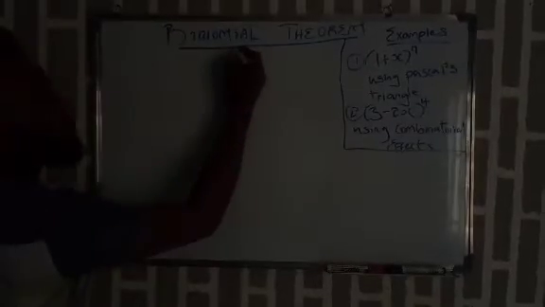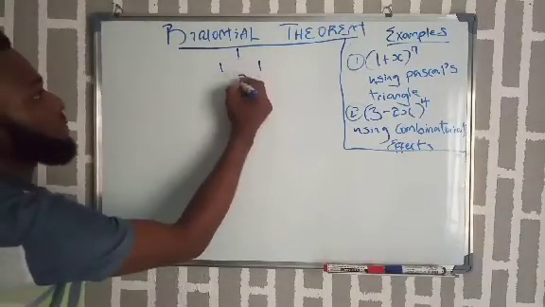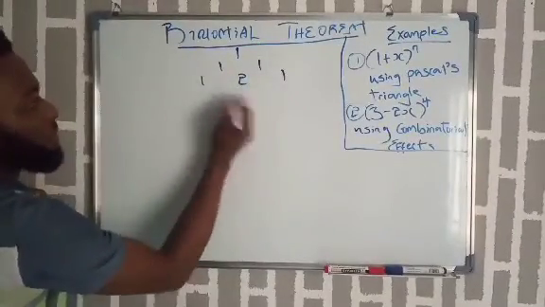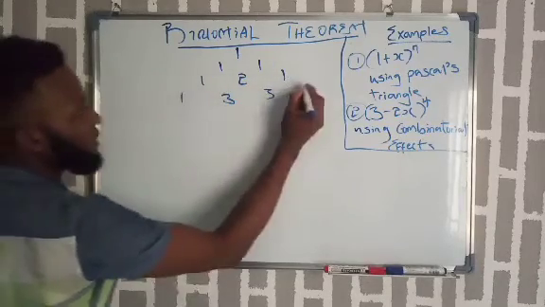So let's go. This is 1, this will be 1, 1. This will be 2, 1 plus 1 is 2, this becomes 1, 1. 1 plus 3 will give you 3, 3, you add 1, 1 here also.